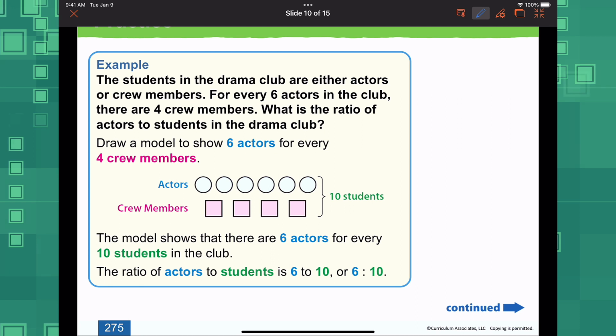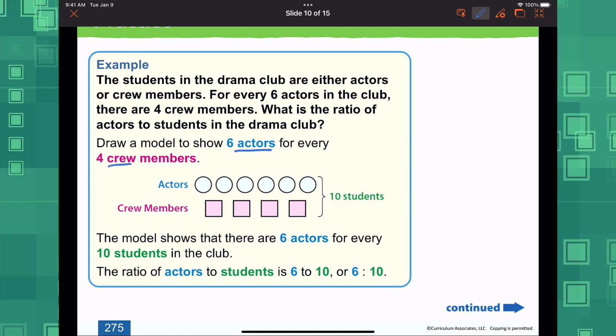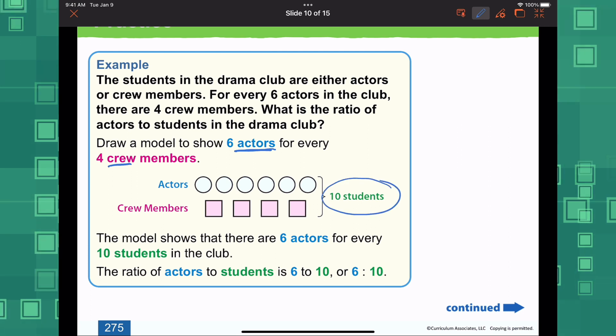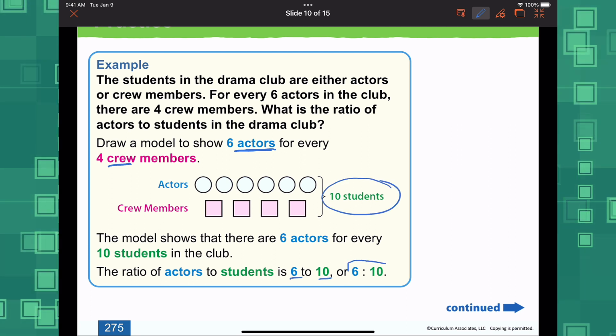So all the actors and all the crew members are students. So what it's saying here is that there are 10 students total. So if we want to do actors to students, that would be a 6 to 10 ratio, or the way to write it is 6:10.